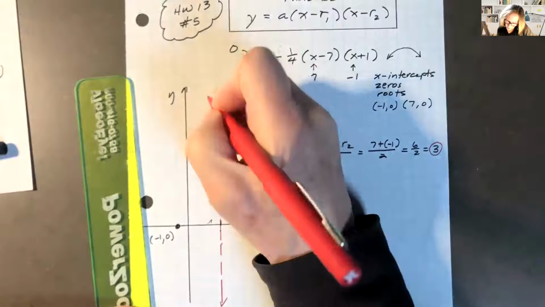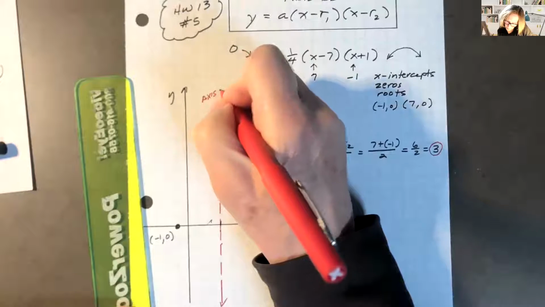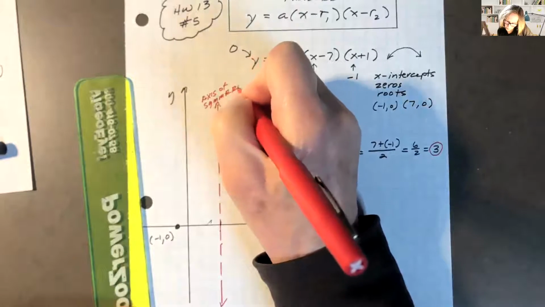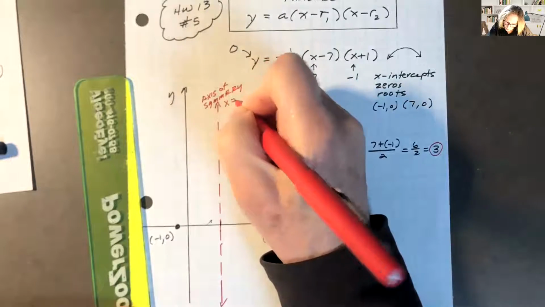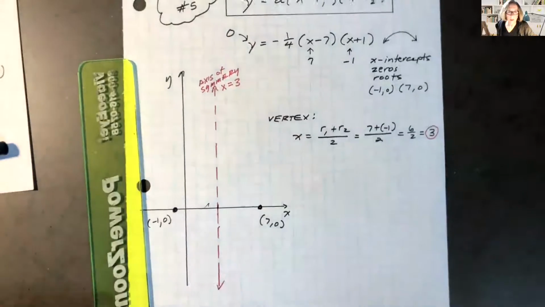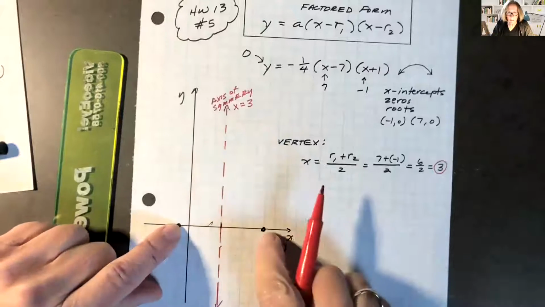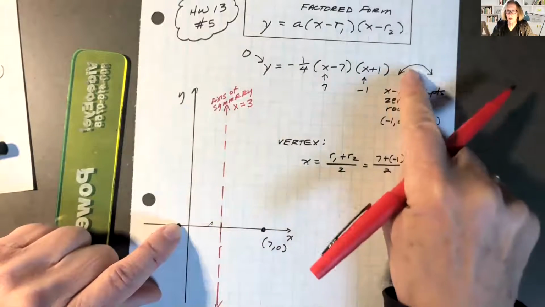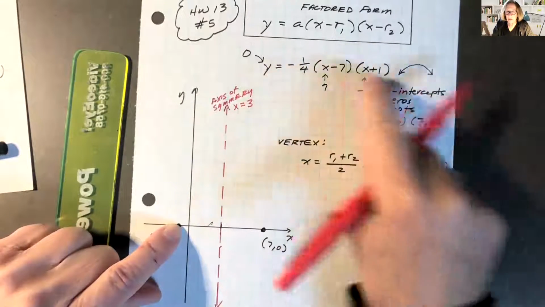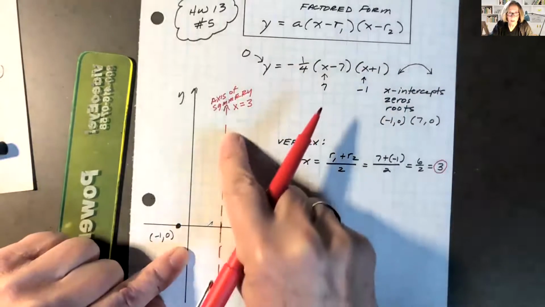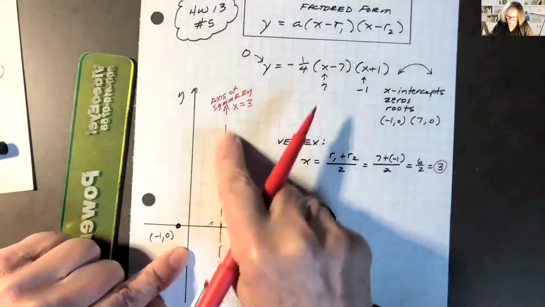And label that axis of symmetry: the line x equals positive 3. Okay, so now I know my vertex is on here. I know that it has to be above these points because I already looked at this, and because this is negative, it tells me the parabola opens down. So I know that up here somewhere is my vertex, but I don't know exactly where.